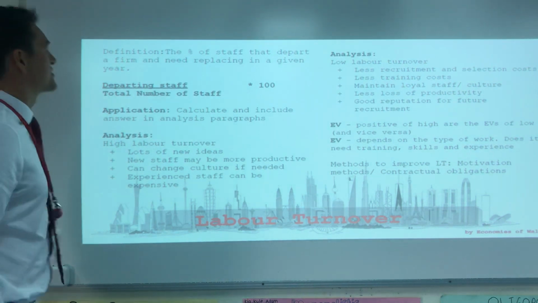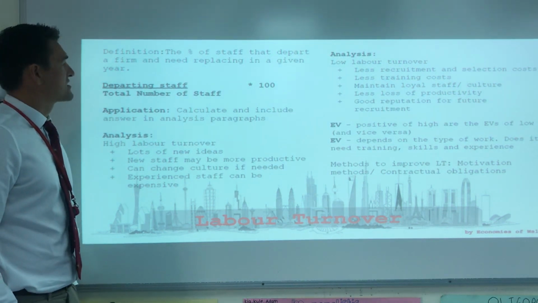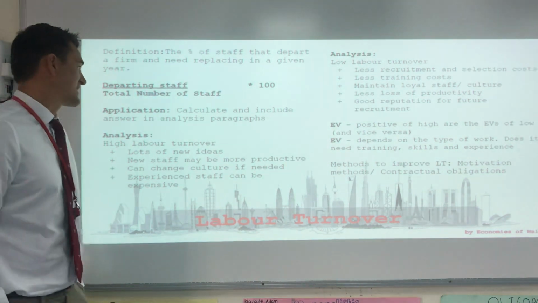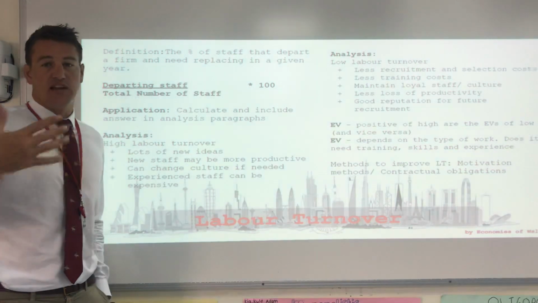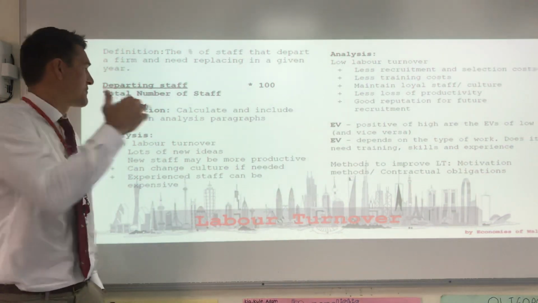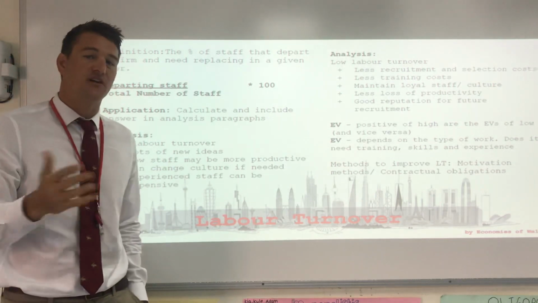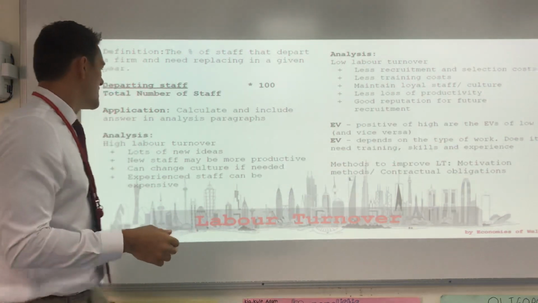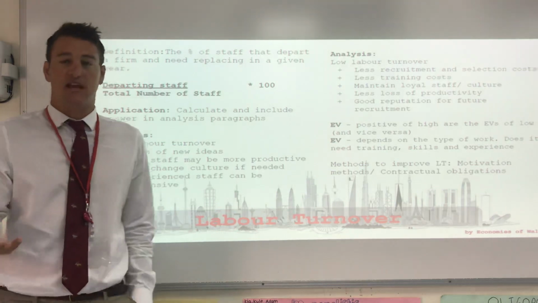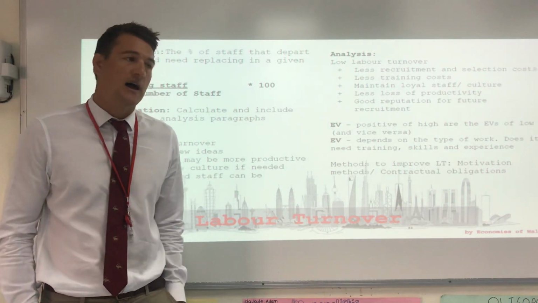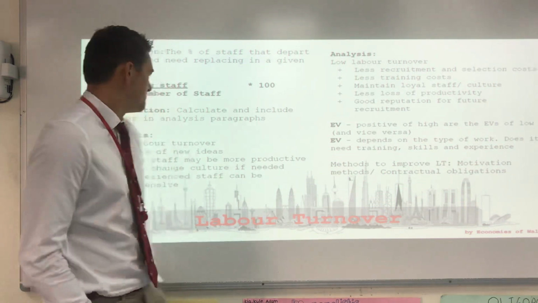Okay, labour turnover. Labour turnover is the percentage of staff that depart a firm and need replacing in a given year. So it's basically the staff that leave and need replacing, divided by the total number of staff, times 100, because you're trying to find out the percentage of staff that actually leave and need replacing. So you might have 10%. If you've got 10 staff leave out of a total staff of 100, you've got a labour turnover of 10%.